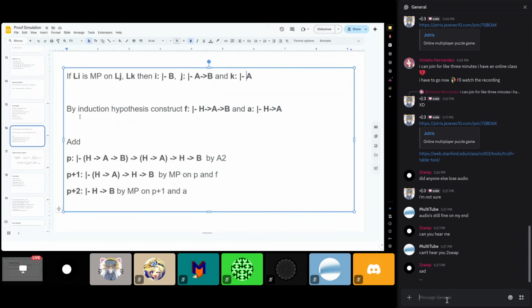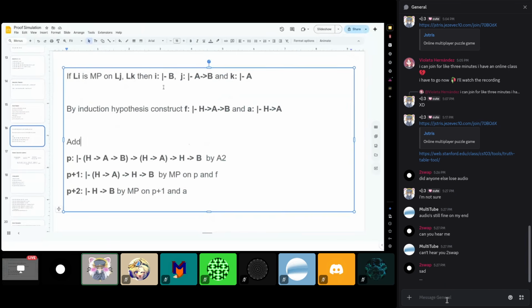Yep. All right. So by the induction hypothesis, we can derive that H implies A implies B, and we can derive that H implies A because lines J and K happen before line I, right? So our goal is to show that H implies B. Trying to show H implies B. How do you do that?